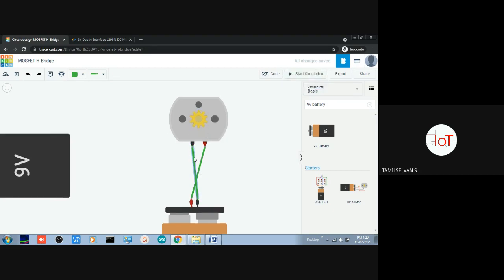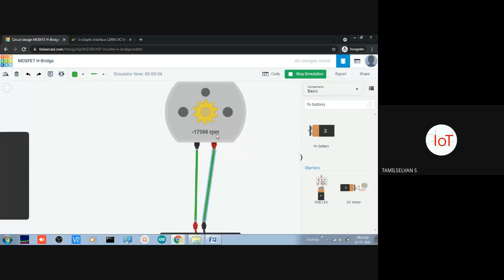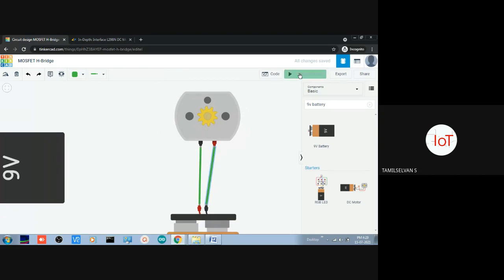And if I reverse, okay, for example, if I want to rotate in the reverse direction, what I have to do is change the polarities. Okay, so positive to negative and negative to positive. So here I have connected the black terminal to the red terminal and the red terminal to the black. Okay, so I have connected in the reverse manner. Now if I simulate, I will get a reverse polarity. Okay, so minus 17,568 RPM. So in this manner I can get a reverse rotation.